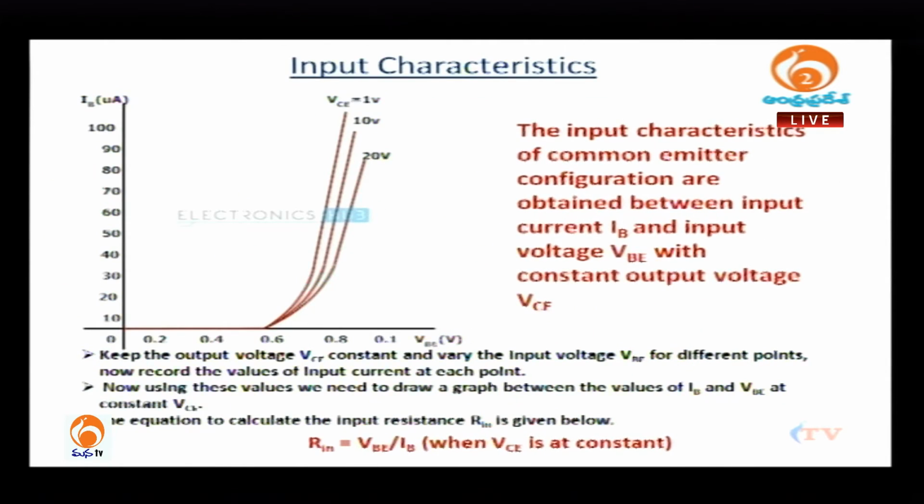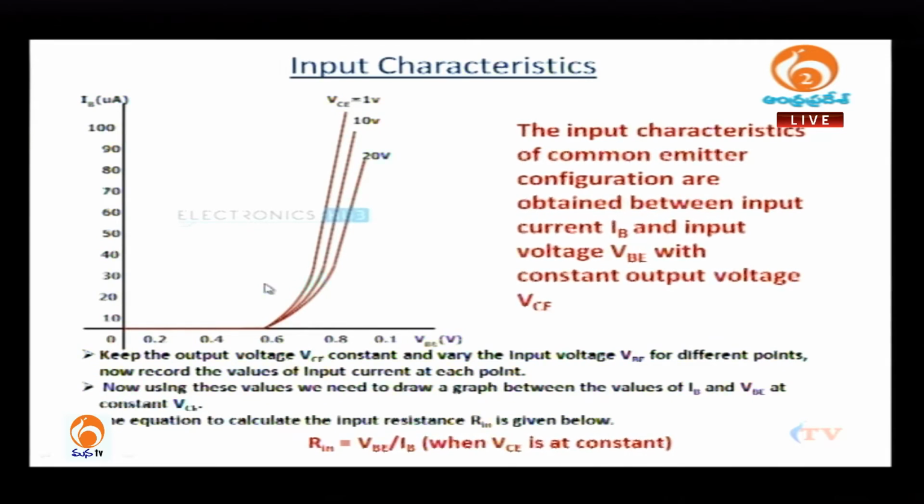Now, here you just see the input characteristics. This is a plot between emitter to base voltage and base current. Here you can see that when we make VCB equal to 1 volt and vary base to emitter voltage and note down corresponding base current values, then we will get a curve which is exactly like a PN junction diode. We can see that it is like this one. So, it is nothing but a PN junction diode.